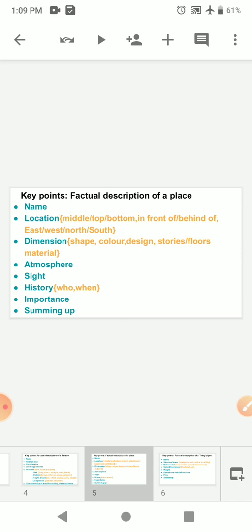And then you will talk about history, who built it, when it was built, something like that. You will talk about a little bit of history, and then its importance, why it was built. So then you will sum up, and while summing up, you can just do one thing. You can compare with your earlier visit. You can mention, like, when I earlier came here it was like this, but now it's like this. So you can compare it with your earlier visit.